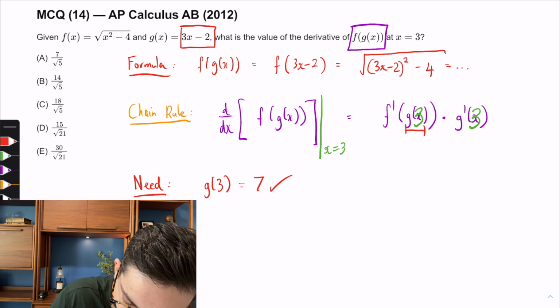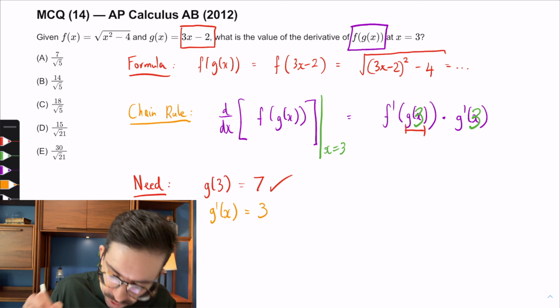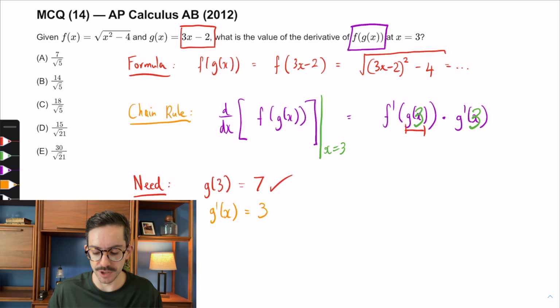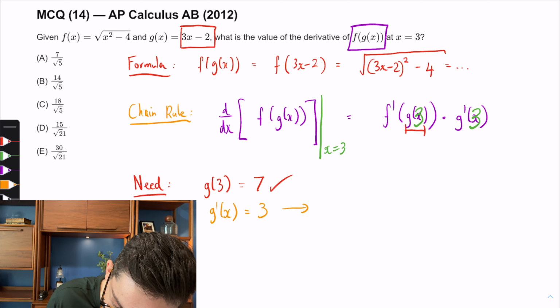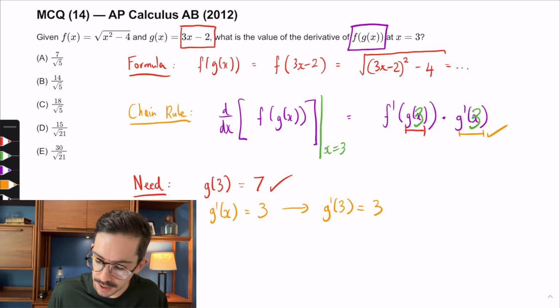I need to know g prime of 3. Well, g prime of x for any x is just 3 if I take the derivative of 3x minus 2. So in particular, that tells me that g prime of 3 is equal to 3. So I have this second piece here.